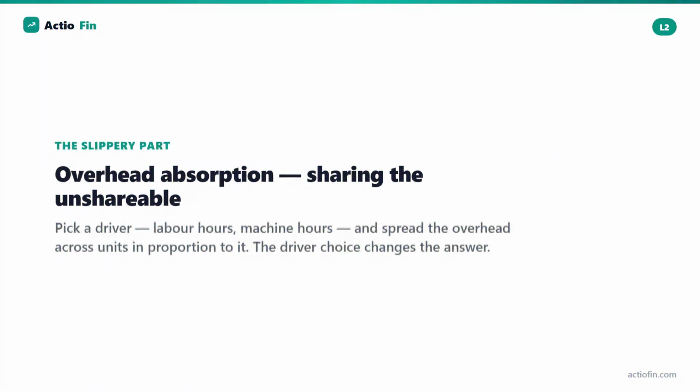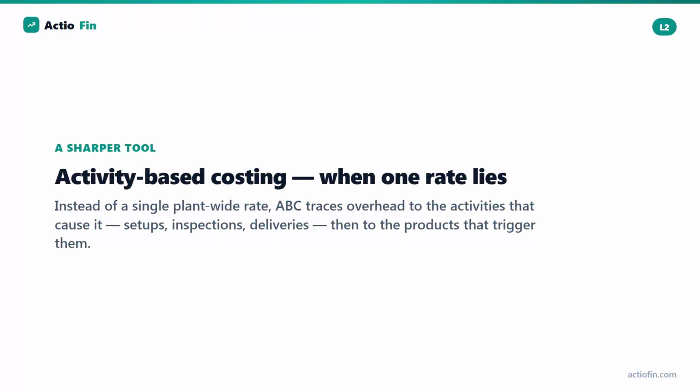Here is the catch that trips people up: the driver you pick changes the answer. Spread overhead by labor hours and a labor-heavy product looks expensive. Spread it by machine hours and a machine-heavy product carries the weight instead. The cost is partly a modeling choice, not a fact of nature. Sometimes a single overhead rate is not just rough, it is actively misleading.